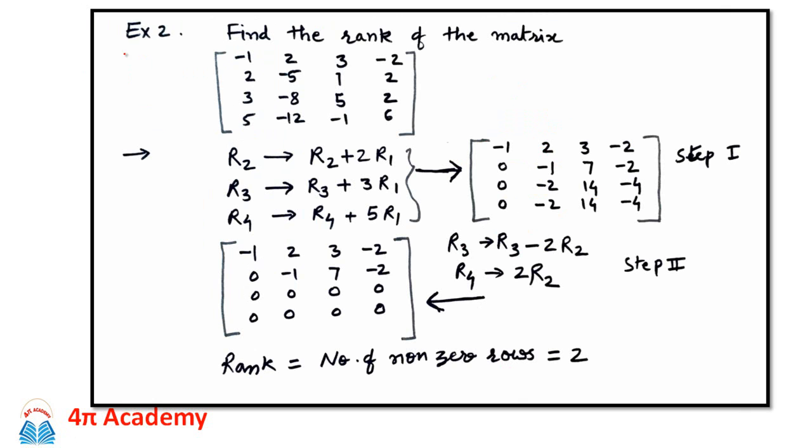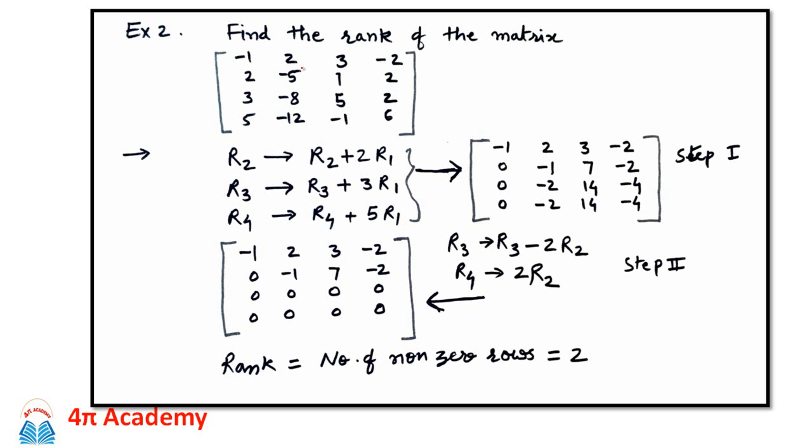So let us take now an example of a 4x4 matrix. If I take the 4x4 matrix like this, then again I have to perform the row operations. Here I will perform the row operations such that R2 is replaced by R2 plus 2R1, R3 is replaced by R3 plus 3R1, and R4 is replaced by R4 plus 5R1.